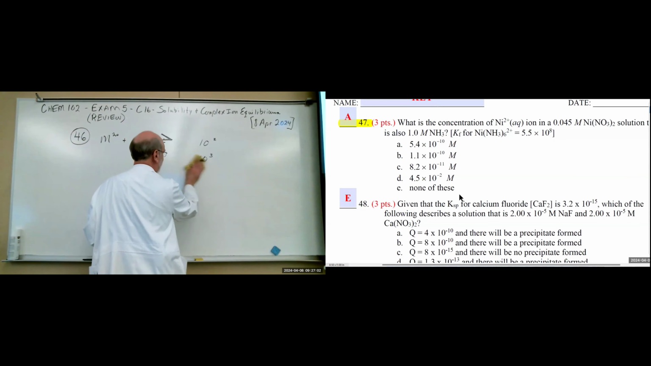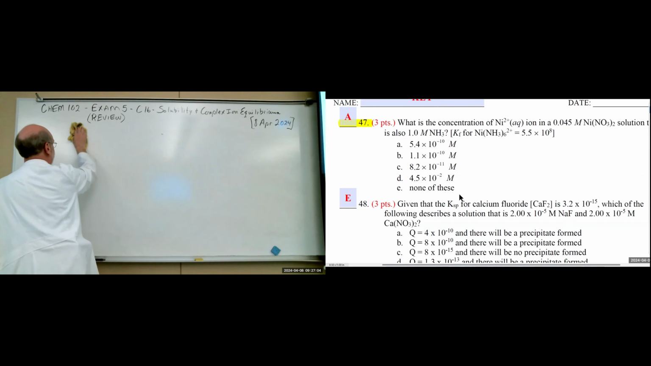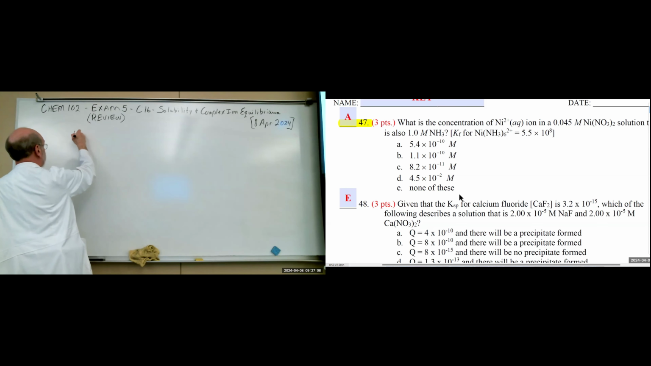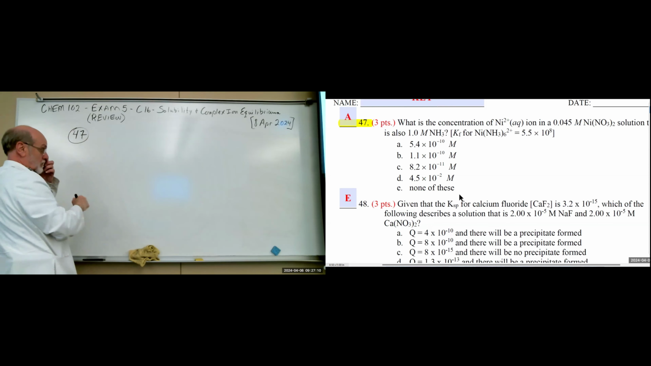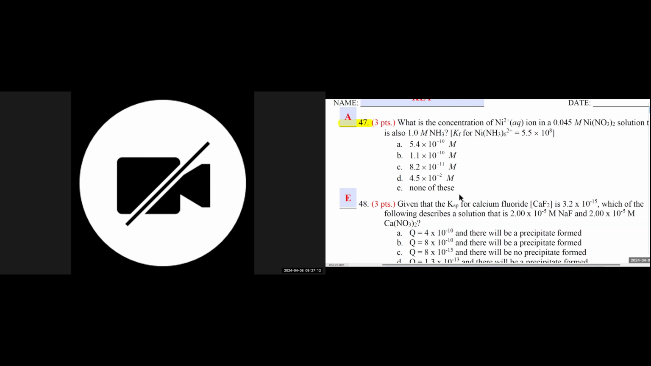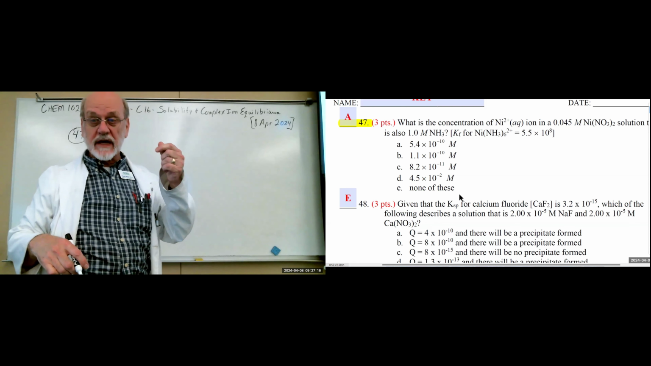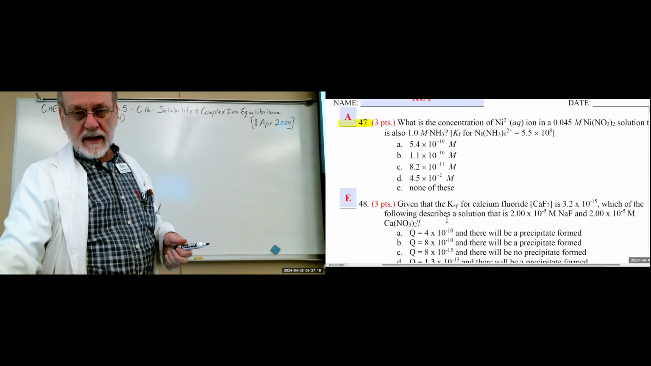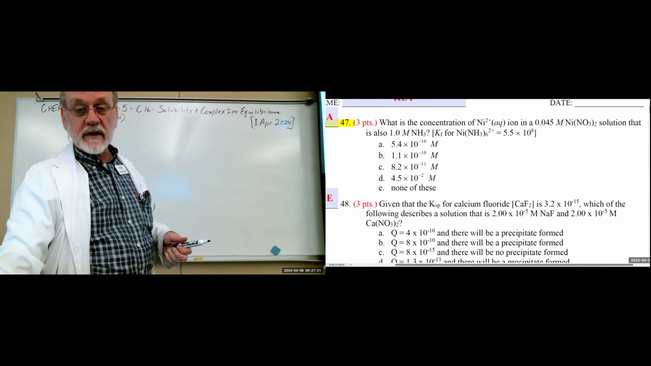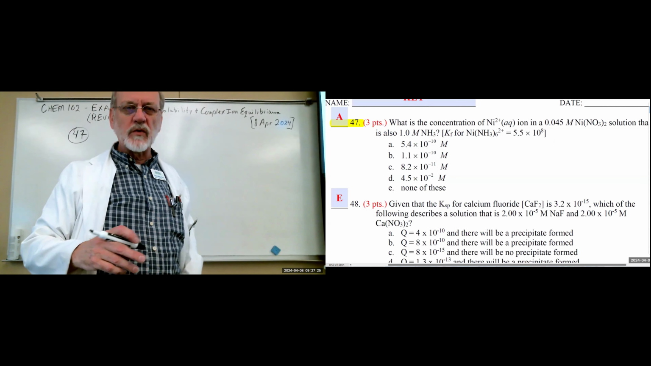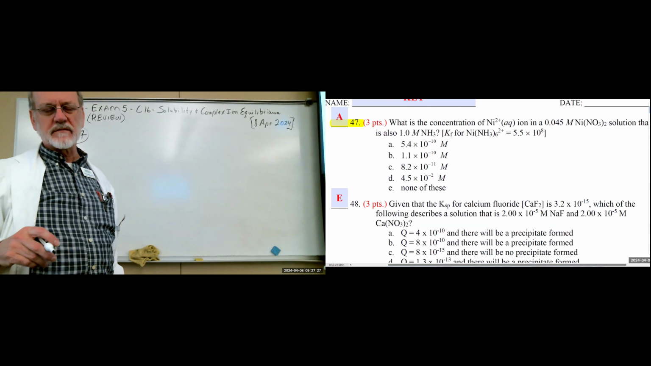47. All right. What's the concentration of nickel ion in a 0.045 molar nickel nitrate solution that is also 1 molar ammonia? Kf for nickel is that value.